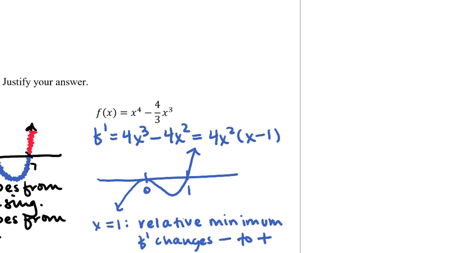Okay, so I took the derivative, I drew a sketch of it, and there was a bounce at x equals 0 because of the even multiplicity. I remember that from pre-cal and algebra 2, yes?